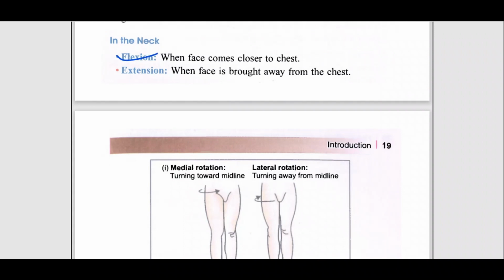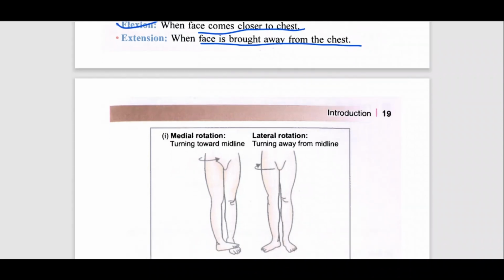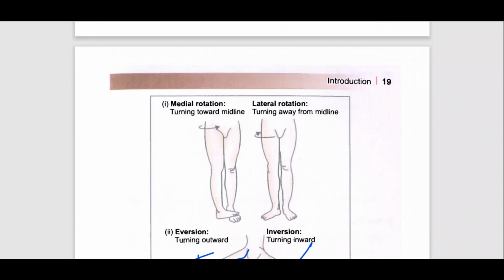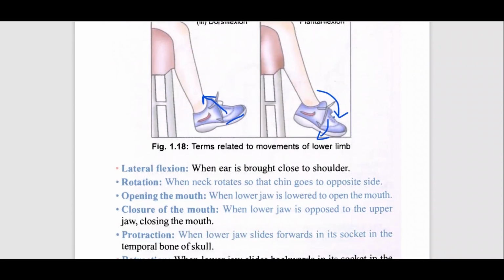अच्छा, इसके बाद है anatomical terms in relation to neck. Flexion is when face comes closer to the chest. अच्छा, जब हम किसी चीज़ को देख रहे होते हैं on the table या हम book reading कर रहे होते हैं, so then our neck is flexed. Extension, when the face is brought away from the neck. जब हम आसमान को देख रहे होते हैं then our neck is in extended position.